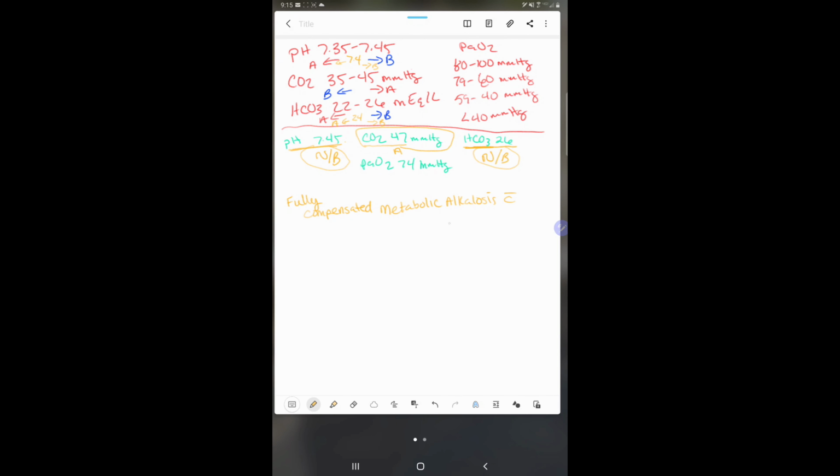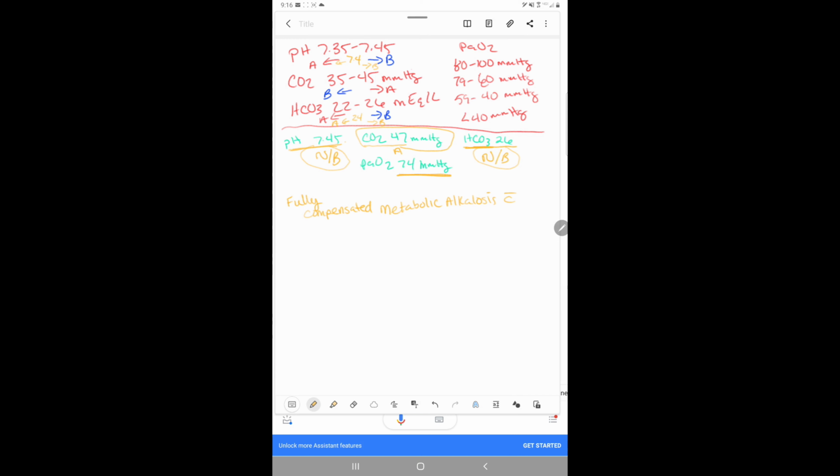compensated metabolic alkalosis with, what is our oxygen? 74. What range does that fall in? Okay, so 74, that falls in the range of your mild, 60 to 79. So we're going to put with mild hypoxemia. Okay, and that will be that one.